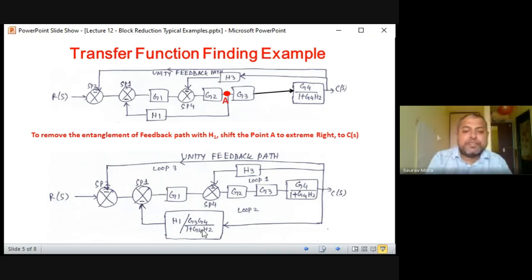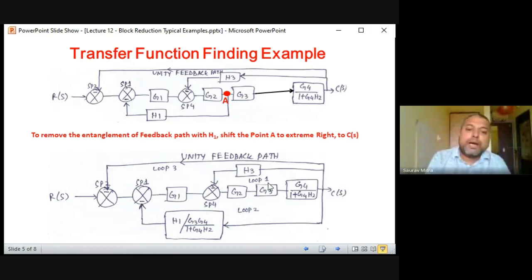Now when it has come to this kind of form, everything is very easy. Now there are mainly three loops. This is the first loop, loop 1. So what is the forward gain? Forward gain is G2, G3, G4 divided by 1 plus G4 H2. Again, I'm saying sorry, because this is the main path, the central path. Here every arrow should be rightward, so please don't make the mistake I have made. All the central paths should have gain rightward, so that you have to draw.